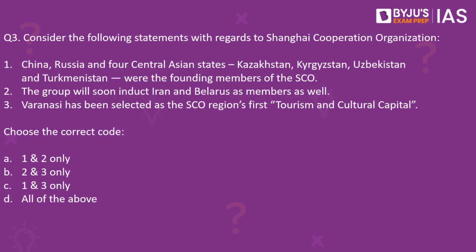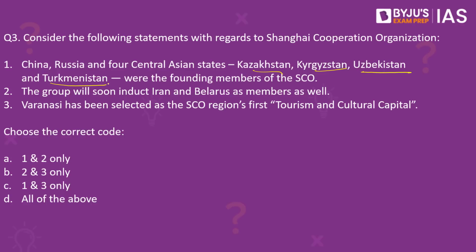Next, question number 3. Consider the following statements with regard to the SCO, that is Shanghai Cooperation Organization. Number 1. China, Russia and 4 Central Asian states, that is Kazakhstan, Kyrgyzstan, Uzbekistan and Turkmenistan, were the founding members of the SCO. Second, the group will soon induct Iran and Belarus as members as well. And third, Varanasi has been selected as the SCO region's first tourism and cultural capital. Which of these given statements is or are correct?